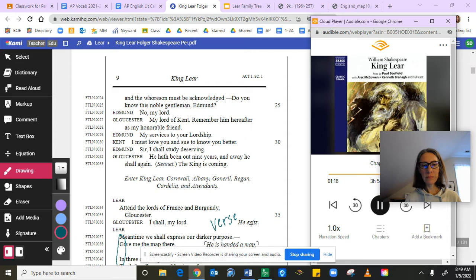Do you know this noble gentleman, Edmund? No, my lord. My Lord of Kent. Remember him hereafter as my honourable friend. My services to your lordship. I must love you and sue to know you better. Sir, I shall study deserving. He hath been out nine years, and away he shall again.